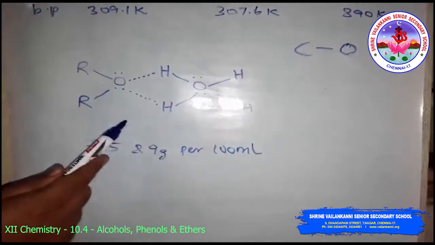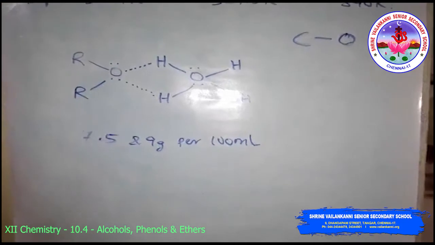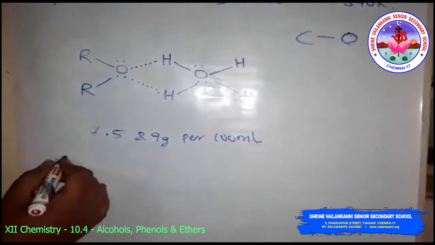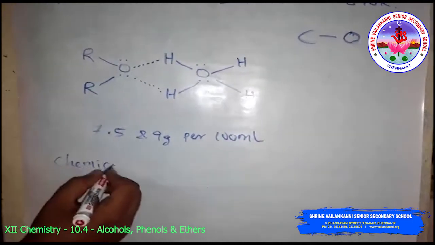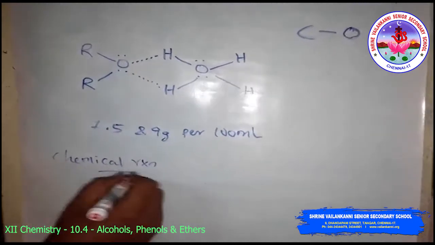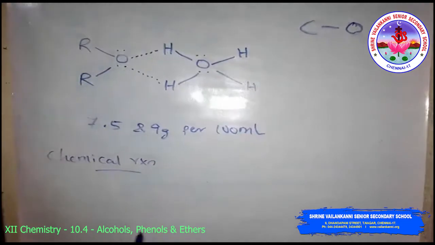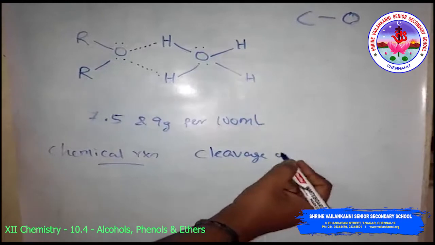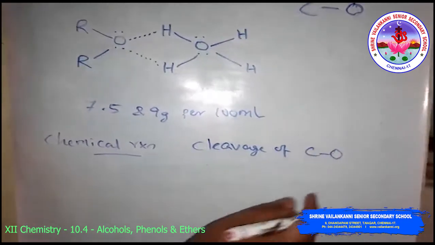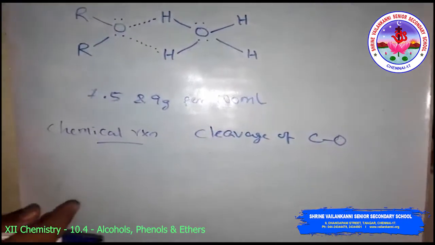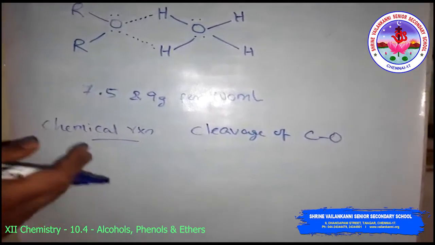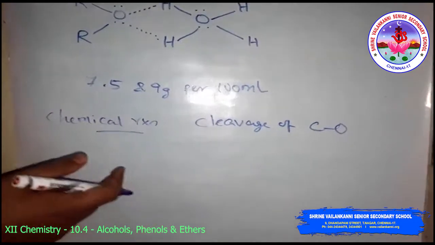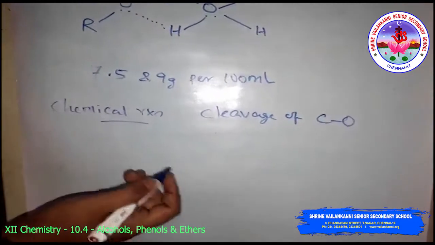So look at this. Now the cleavage of the C-O bond in ether, that is a chemical reaction. Cleavage of the carbon-oxygen bond. Here ethers are the least reactive functional group. The cleavage of the C-O bond in ether takes place under drastic conditions with excess of hydrogen halides.